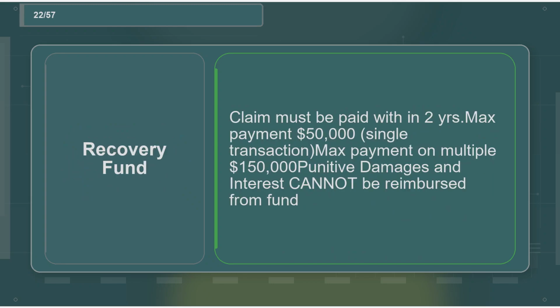Flashcard 22. Term: Recovery Fund. Definition: claim must be paid within 2 years. Max payment $50,000, single transaction, max payment on multiple $150,000. Punitive damages and interest cannot be reimbursed from fund.